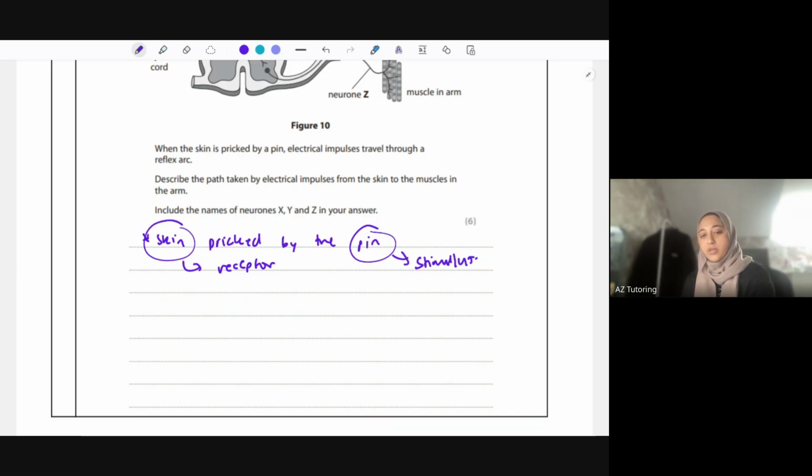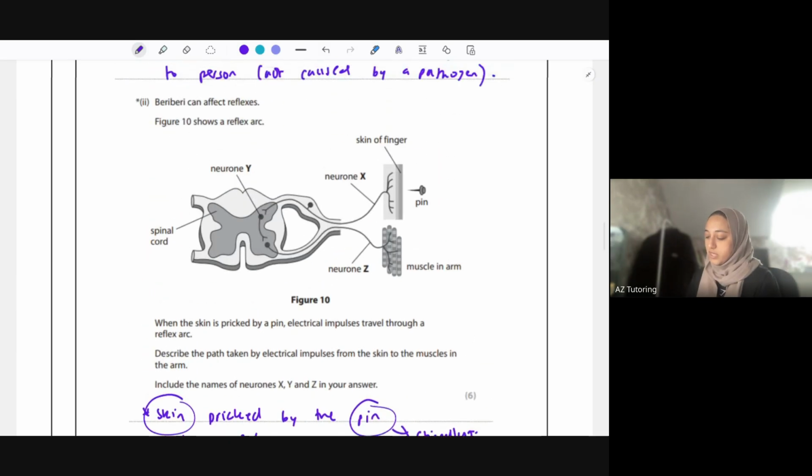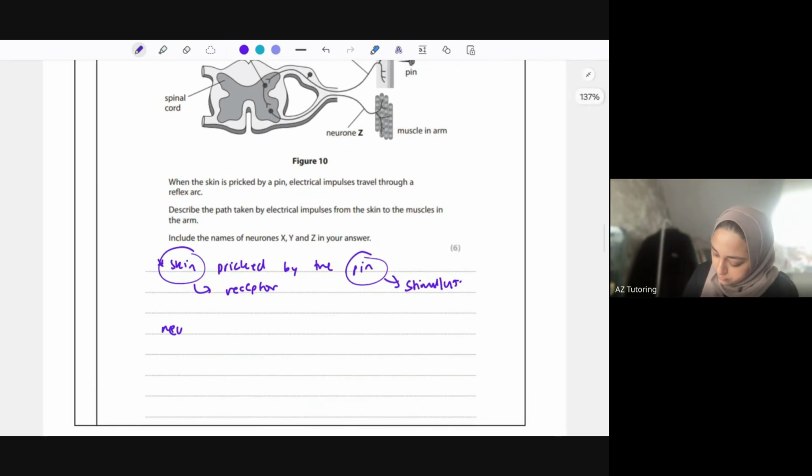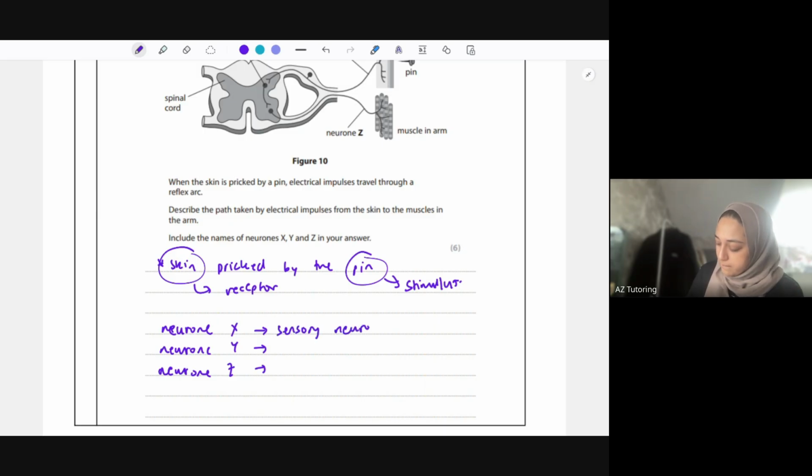Okay, next, once it's detected by the receptor, it's passed to neuron X, then neuron Y, and then neuron Z. And the order, which you should remember, is the sensory neuron first in that stage. And then after that, it goes to the relay neuron, which relays it to the muscle cells from the spinal cord in the brain, to the motor neuron, which then goes to the muscles, in this case, not the glands, to essentially move your hand.